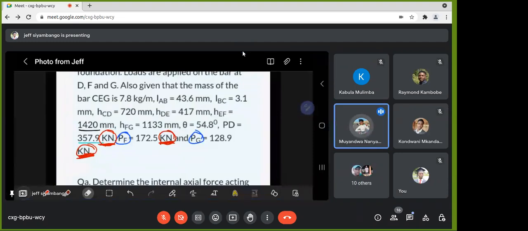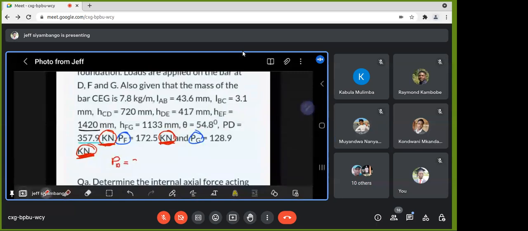Sir, I have a question. Go ahead. Since the PF is given in kilonewtons, why have you divided it by 1000 and then multiplied it, with units of kilonewton meters? I have not converted the PF.